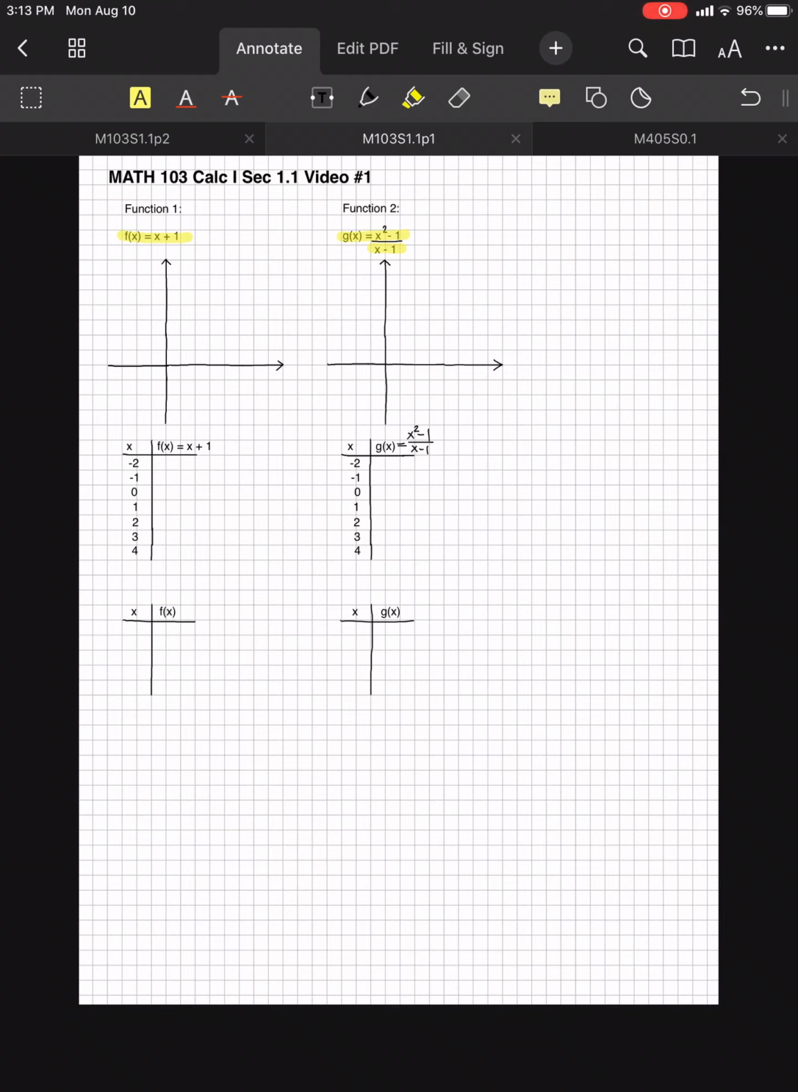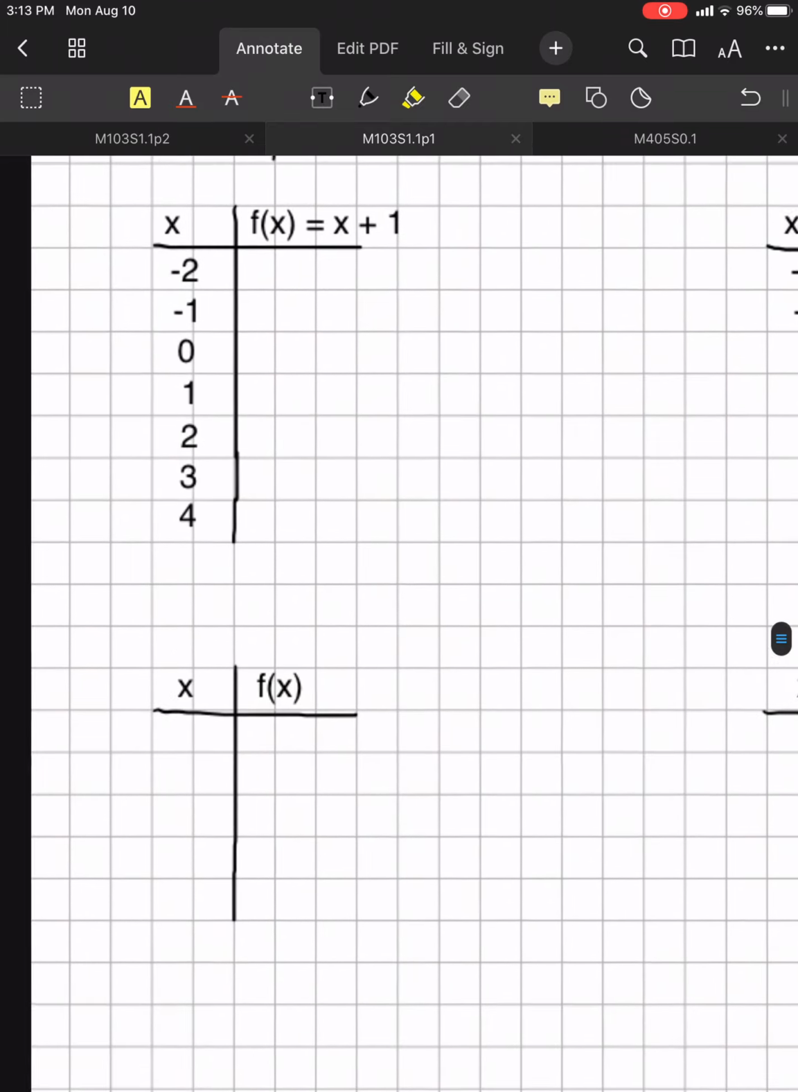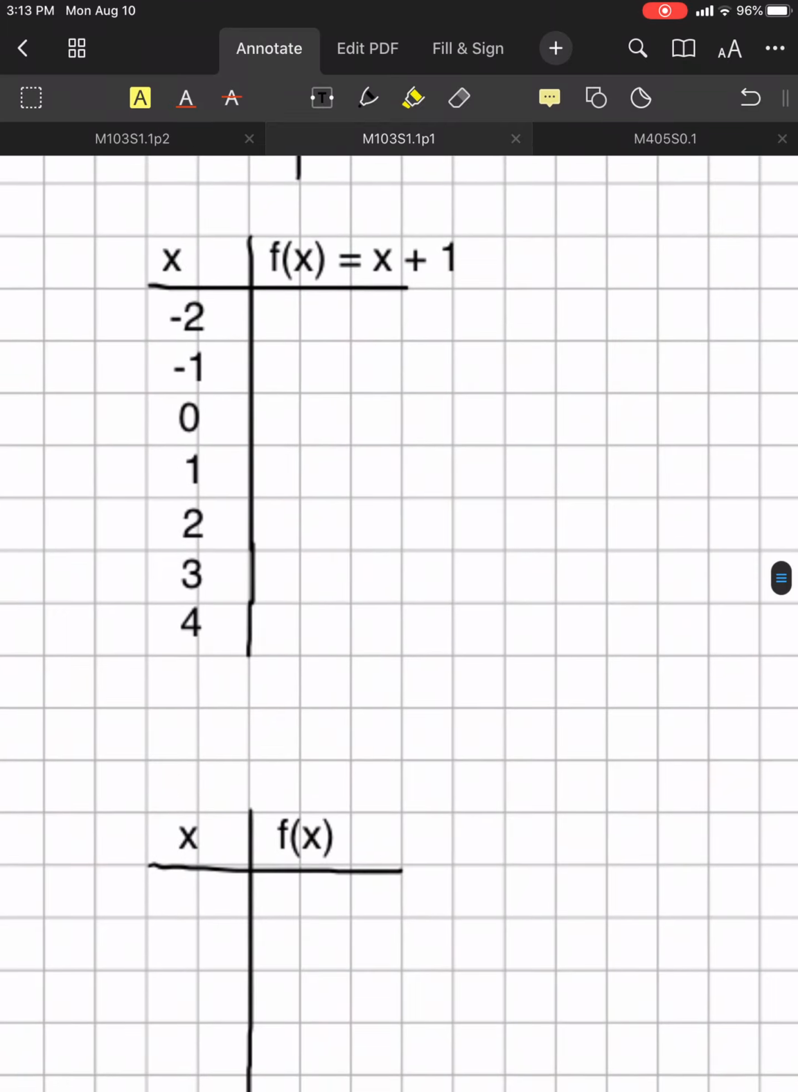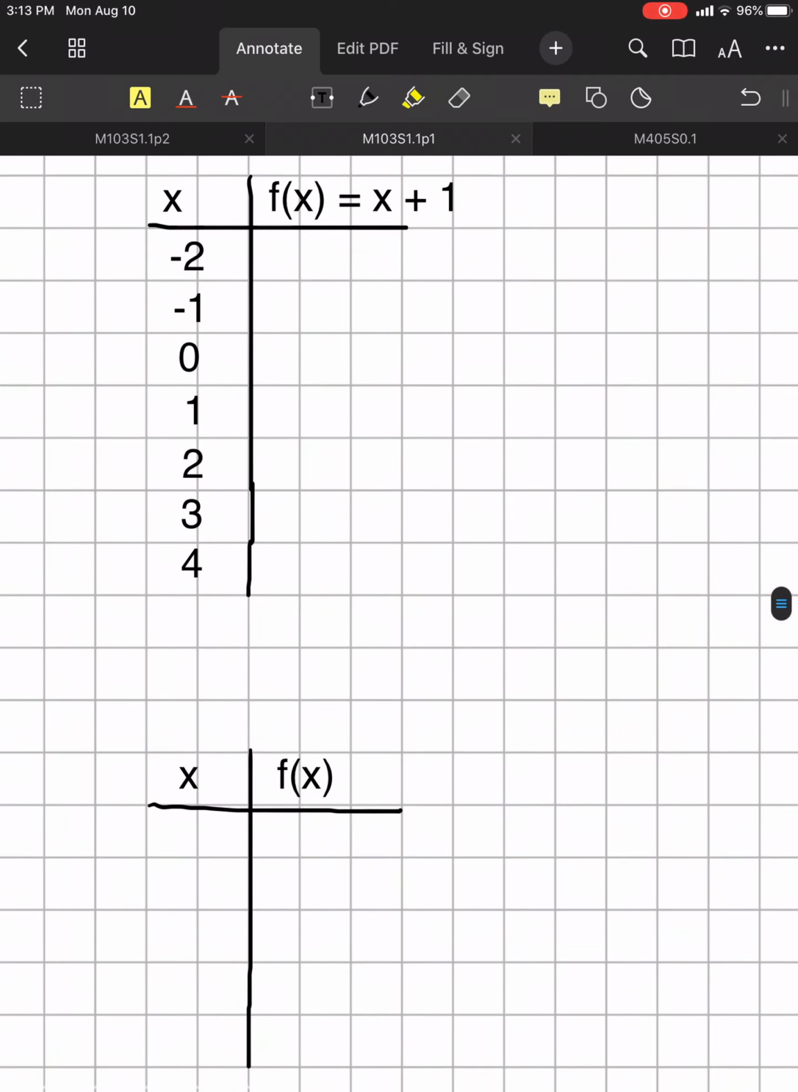Occasionally I'll be zooming around on this PDF, so that you can see specific things and so that I can write clearly enough for you to be able to read it. So be aware of that. What we're going to start with is looking at how we would plot function 1. So let's zoom in here to our table for function 1. You'll notice I've got another table below it. We'll use that a little bit later.